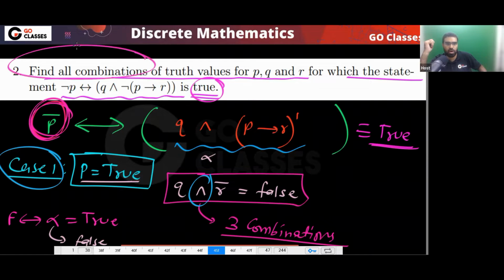The question is asking how many combinations are there. You already got which combinations you got. So you can notice that these combinations you got. P true is fixed.